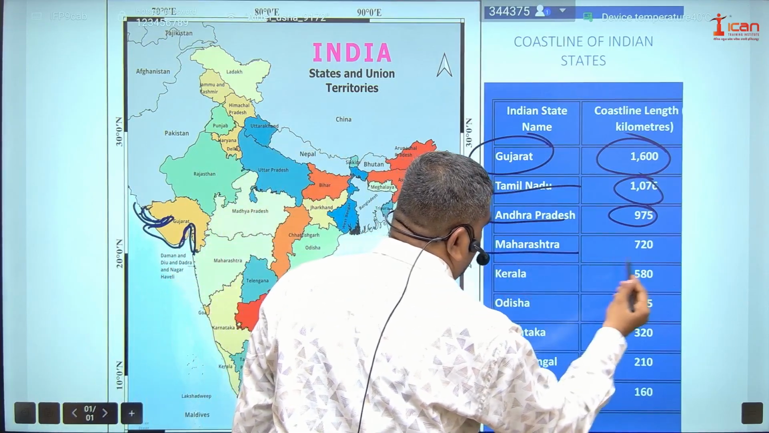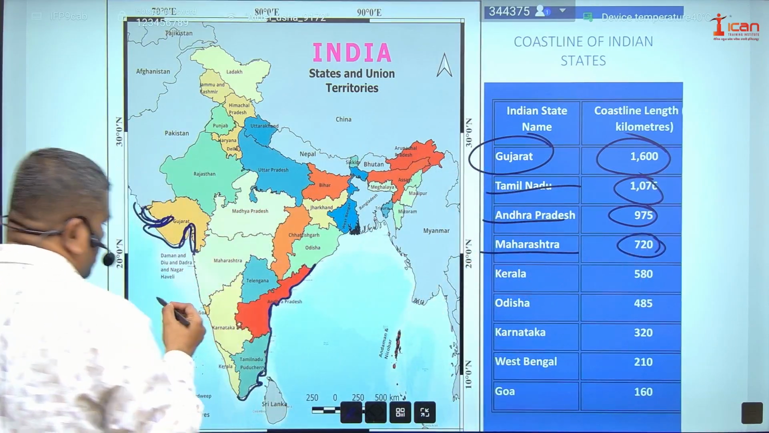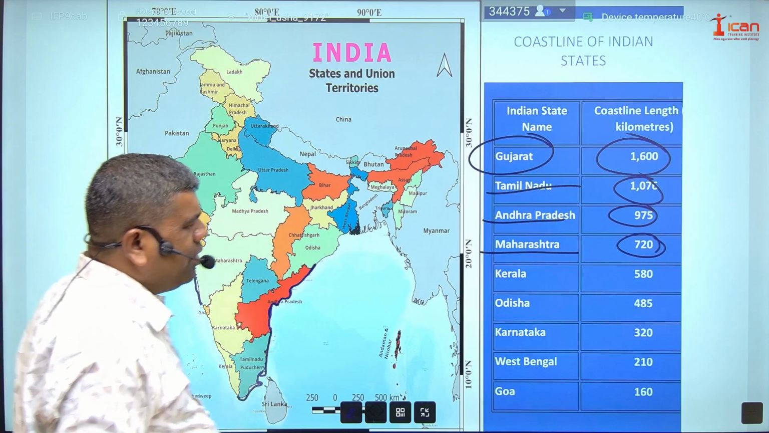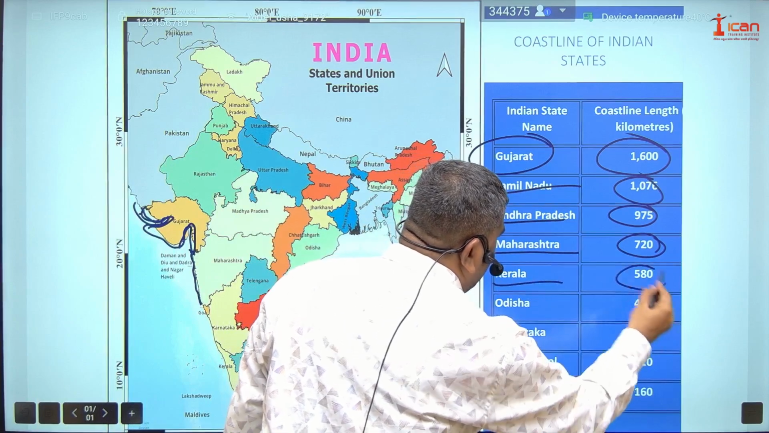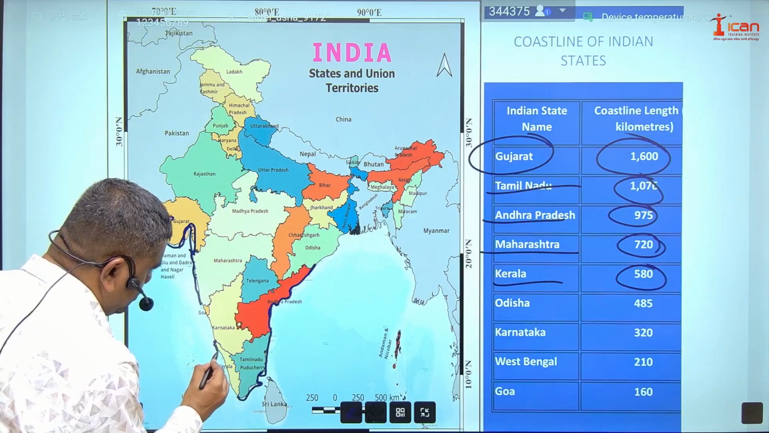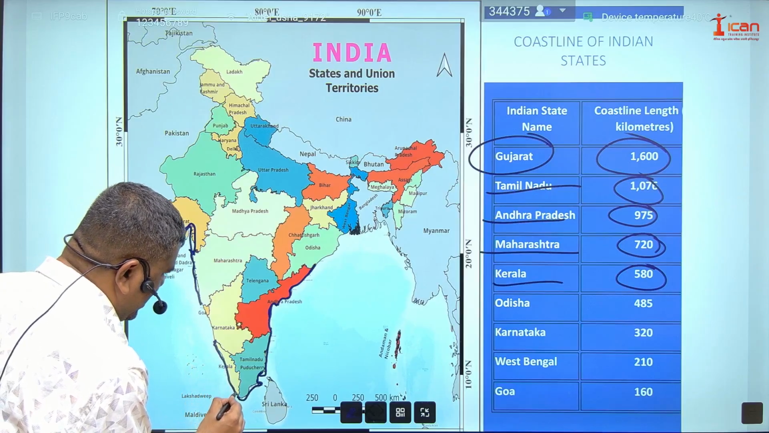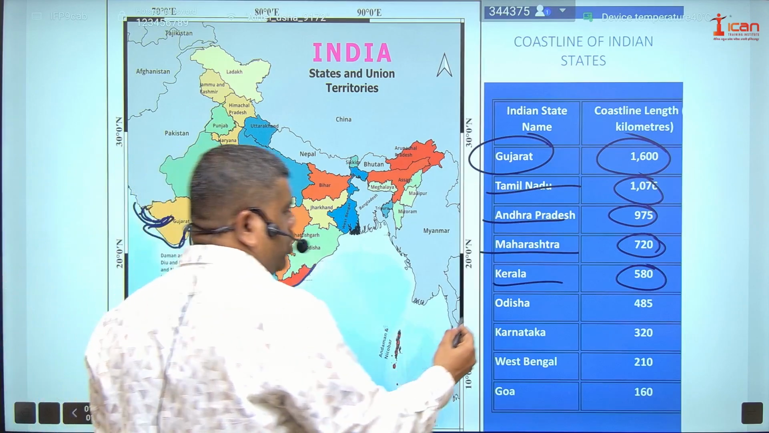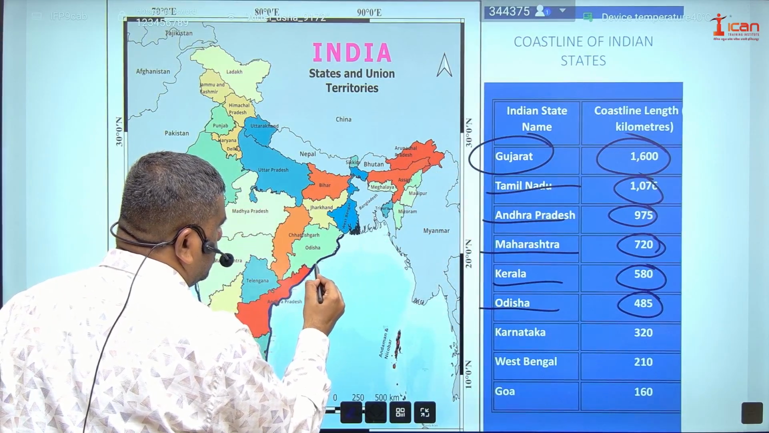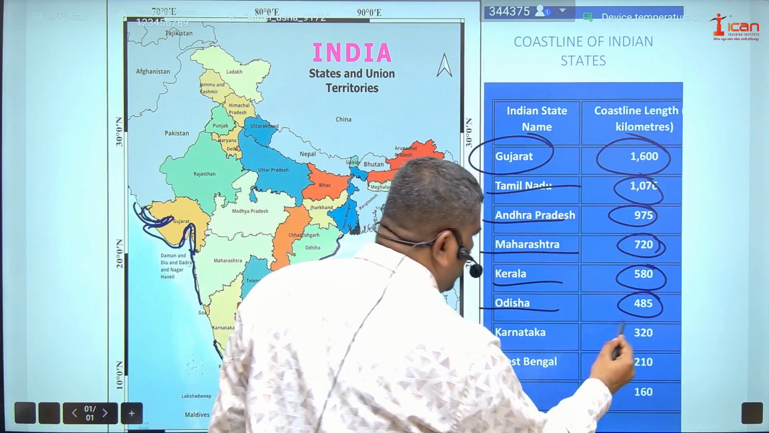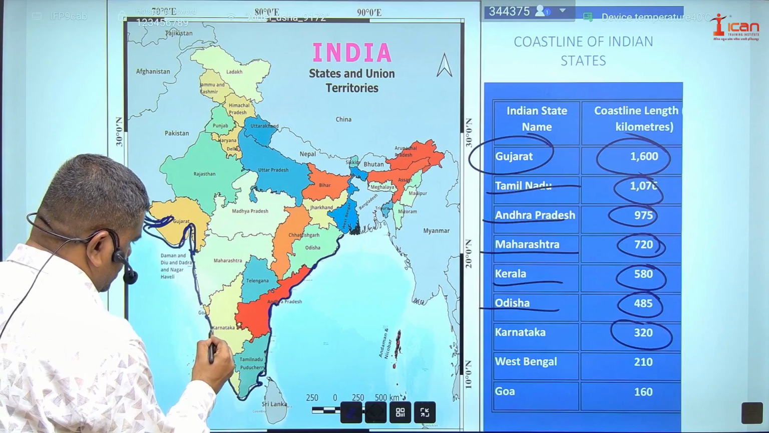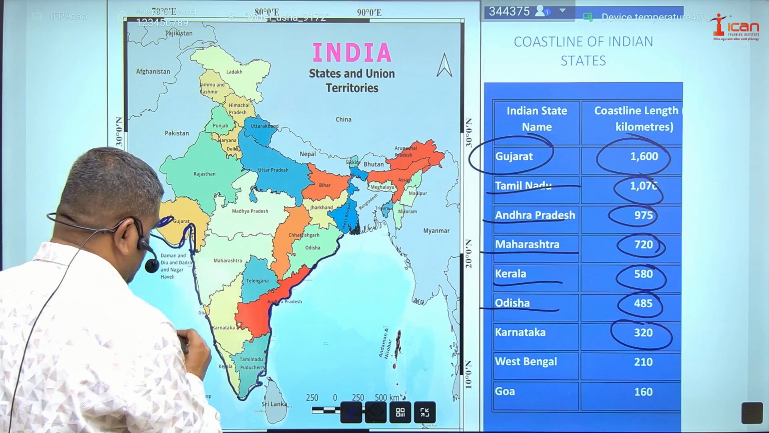Then there is Maharashtra, 720, almost a straight coastline. Not much difference, right? So it's a straight coastline. Then we have Kerala. Kerala is 580. This is Kerala. Here, it's a big, long sliver of land. Then we have Odisha, which is 485. Starts from here. Then we have Karnataka, which is 320. This is Karnataka. This is 320.